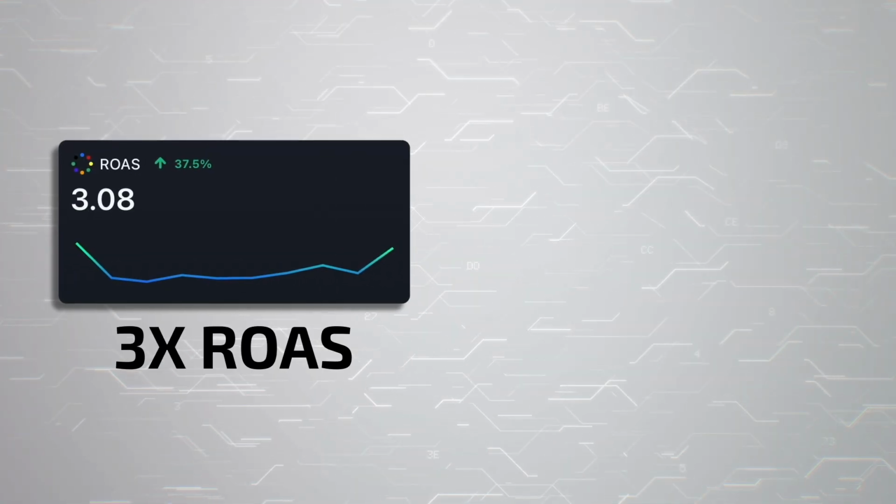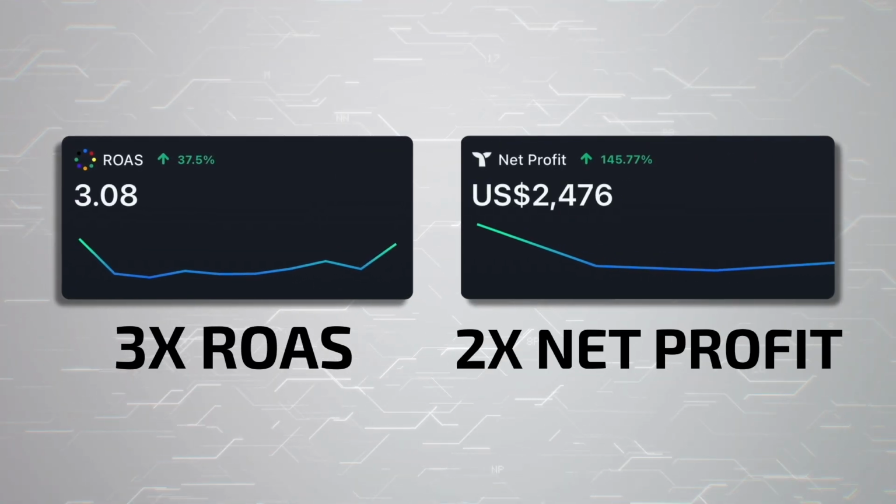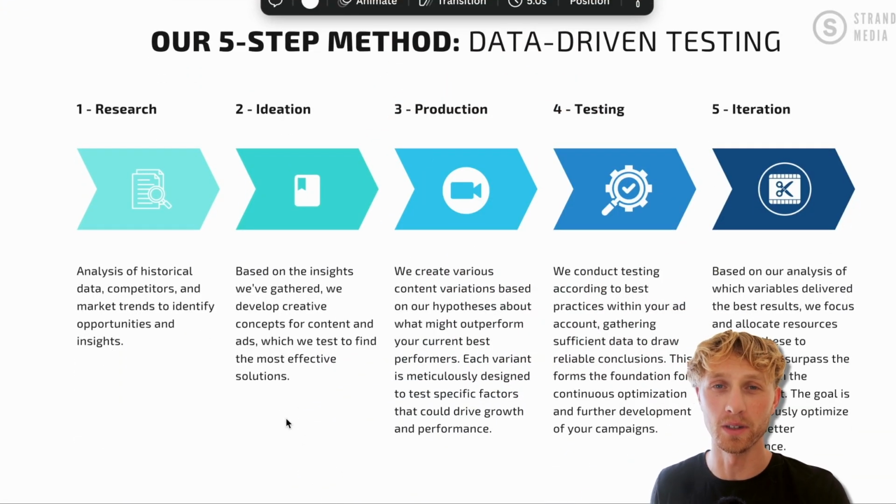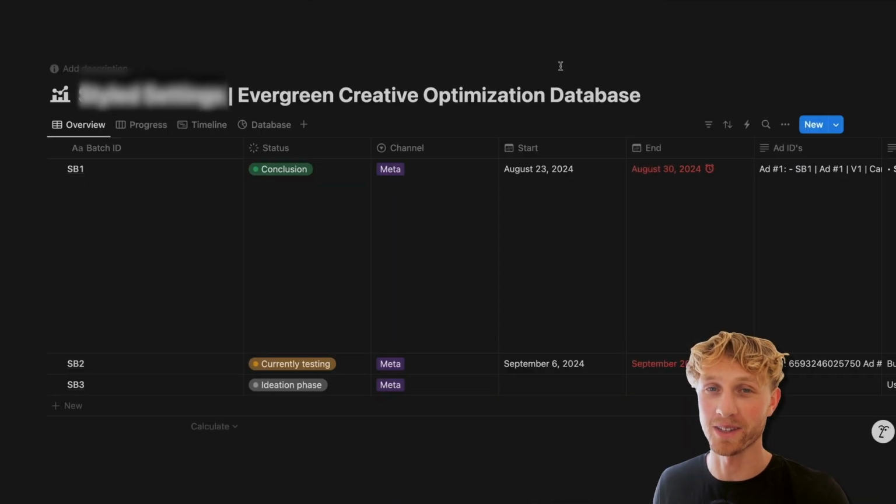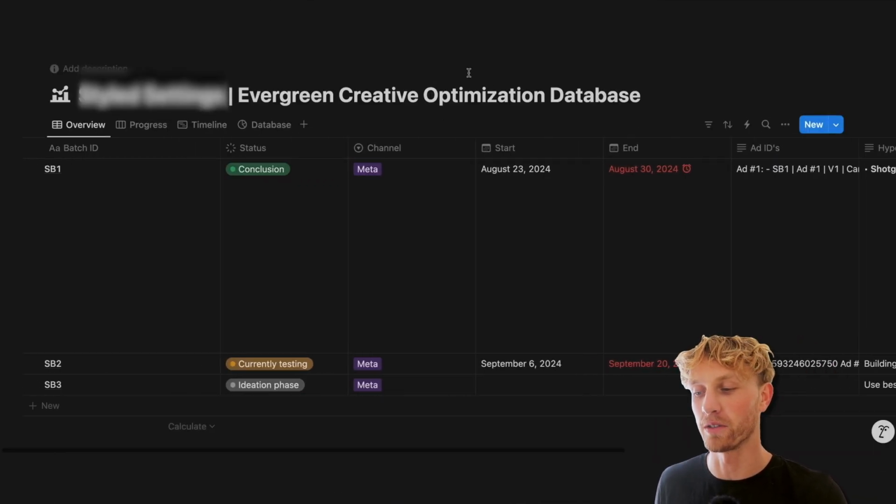In this video, I'm going to show you how we got a 3x ROAS while doubling the net profit for one of our clients, and the system that we use to consistently do that for the clients that we work with. So by the end of this video, you can basically just copy and paste our framework and use it for your own business. So that's what we're going to go through.